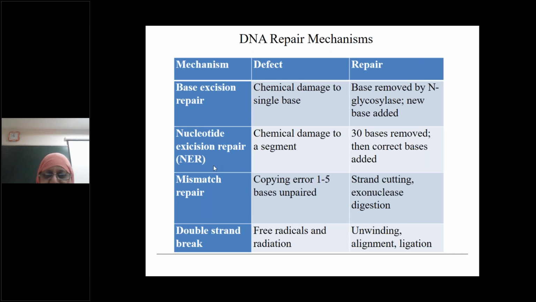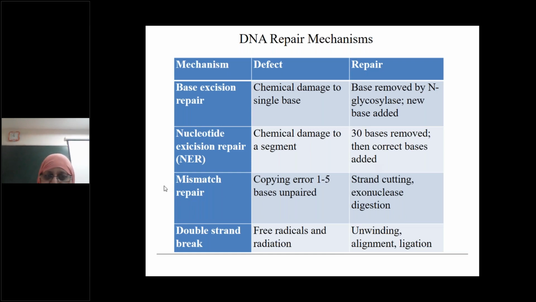And then in nucleotide excision repair, what will happen? This also may occur as a result of chemical damage, and 20 to 30 base pairs will be removed, and then correct bases will be added. So in all the types of repair mechanism, in the end, DNA polymerase will be filling up the gaps, and sealing will occur by DNA ligase.